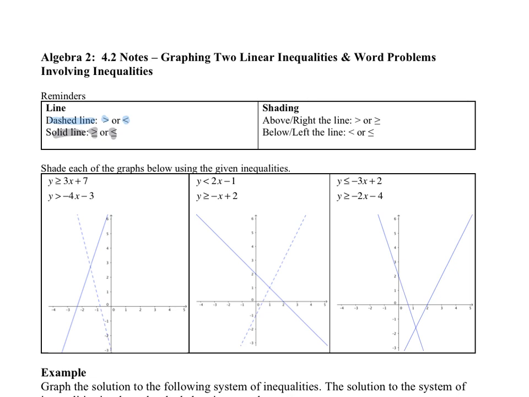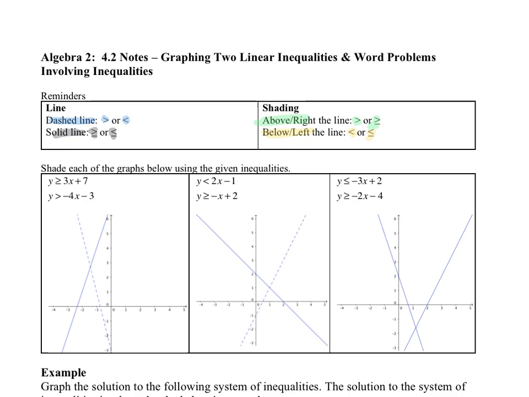Then you also have to determine, based on the inequality, whether you are shading above or to the right, or below and to the left. So above and to the right are, if you have these two inequalities, those are the greater than inequalities. And then below and to the left is when you have these two, and that's the less than inequalities, okay? So when we are graphing the inequalities, we have to do these extra steps in order to be able to determine what a solution is to these, okay?